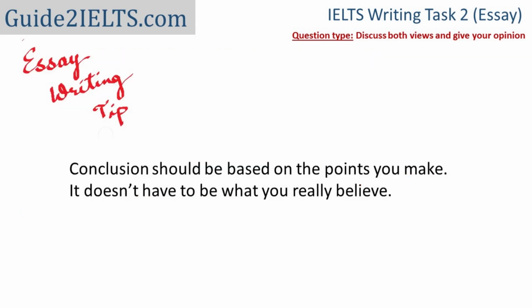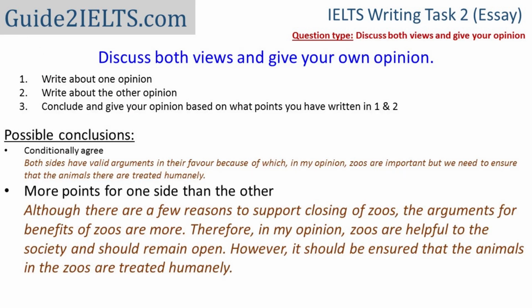Bottom line is your conclusion depends on what points you have made. Another example of conclusion is, if you have 2 points supporting the first opinion and 4 points for the second one, you could write, although there are a few reasons to support closing of zoos, the arguments for benefits of zoos are more. Therefore, in my opinion, zoos are helpful to the society and should remain open. I could just end here, or in this case, I could add a sentence. However, it should be ensured that the animals in the zoos are treated humanely.